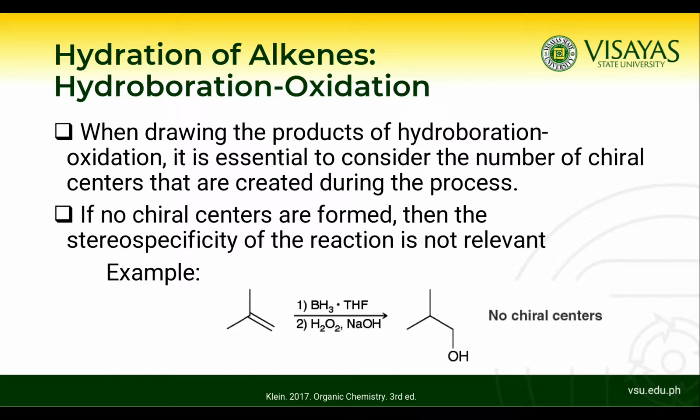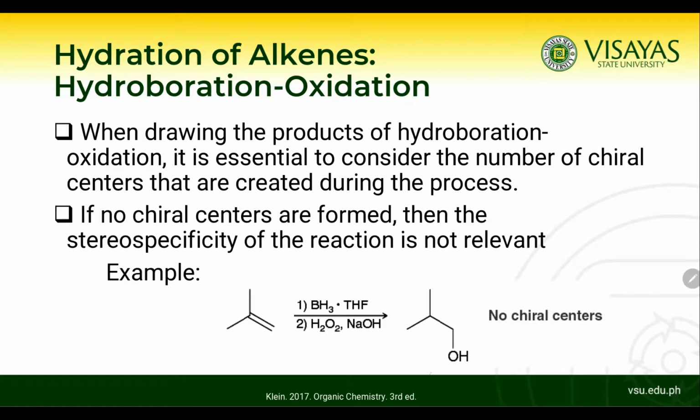When drawing the products of hydroboration oxidation, it is also essential to consider the number of chiral centers that are created during the process. I have mentioned that hydroboration oxidation follows syn addition, so the H and OH attach on the same face in the product. But if there are no chiral centers present in the product formed, then the stereospecificity of the reaction is not relevant. So, no need to show wedged or broken lines if our product doesn't have any chiral centers. When we say chiral center, we have a carbon bonded to 4 different groups. It must be 4 different groups.